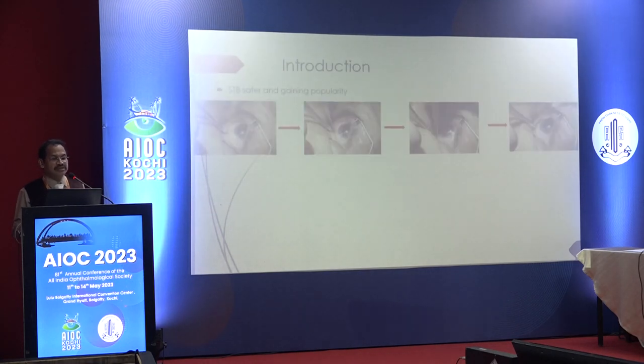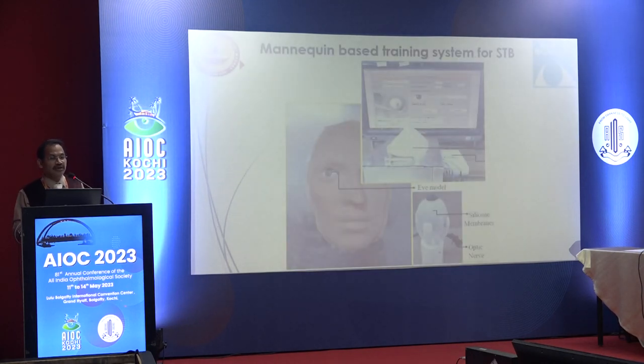As you all know, the subtenons block is gaining popularity now and they say it is safer. But still there are some major complications that can occur, as I was mentioning here. It can result in orbital and retrobulbar hemorrhage, globe perforation, and central spread of local anesthetics. It requires a thorough knowledge, practical skills, and an anatomically accurate training and evaluation system is needed. Unfortunately, there was no training system available so far for practicing subtenons block. With this as background knowledge, we developed this mannequin for practicing subtenons block.